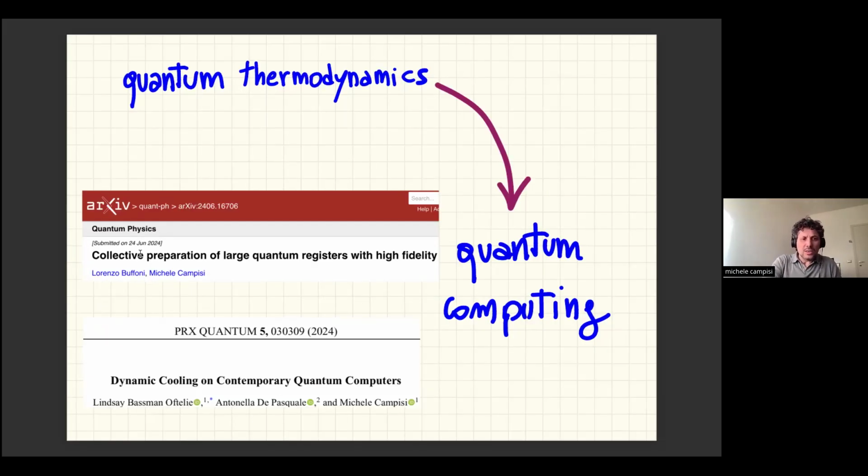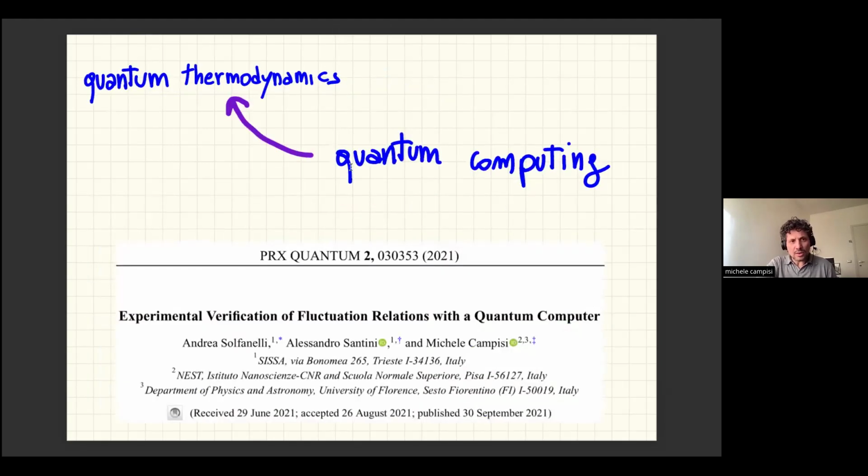In one case, we did that using collective cooperative quantum phenomena, and in this other paper here at the bottom, you see my cursor, right? Yes, no problem. This one at the bottom instead is a paper where we used basically dynamic cooling, which is nothing but quantum thermal machinery to cool down qubits and so to prepare them as pure as possible. So these are two examples of this arrow here of how quantum thermodynamics can help advance quantum computing, but also the other way around is possible.